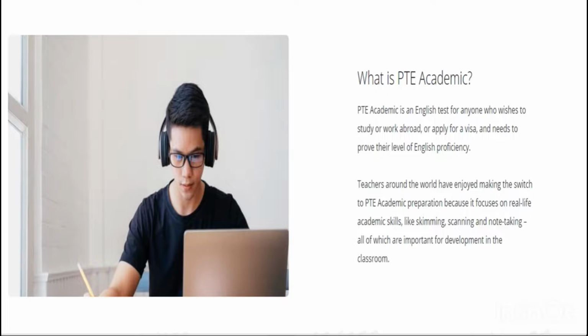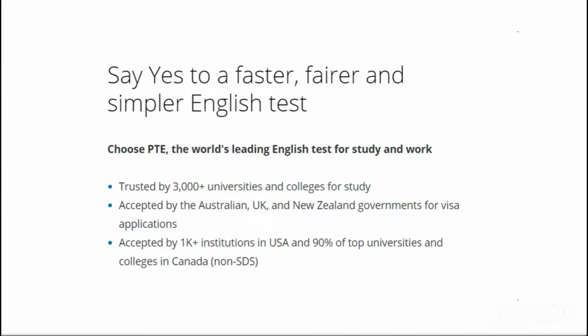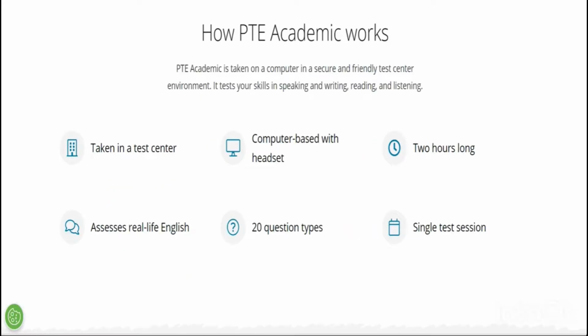It is a computerized test of English language for abroad education and immigration. It is a faster, fairer and simple English test and it is accepted by the Australian, UK and New Zealand government for visa applications, and it is also accepted by 1K plus institutions in USA and 90% of top universities and colleges in Canada. Now let's talk about how PTE academic works.